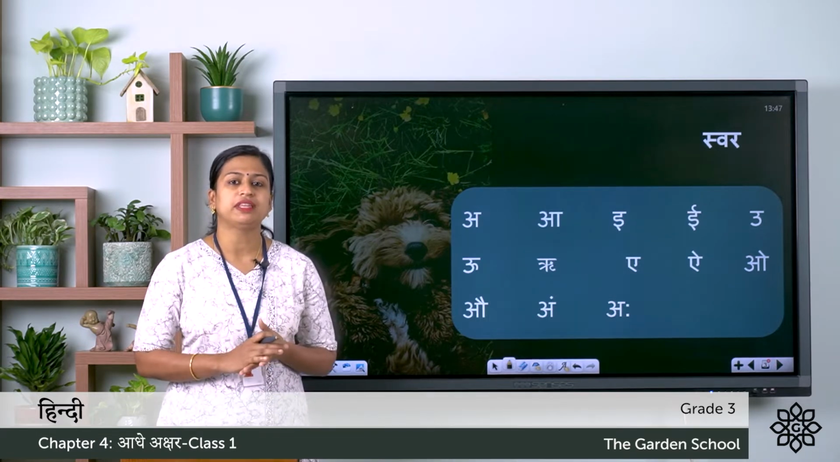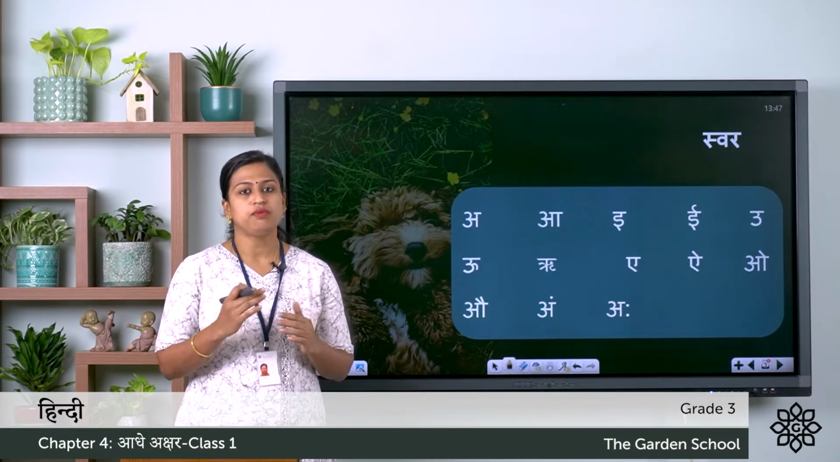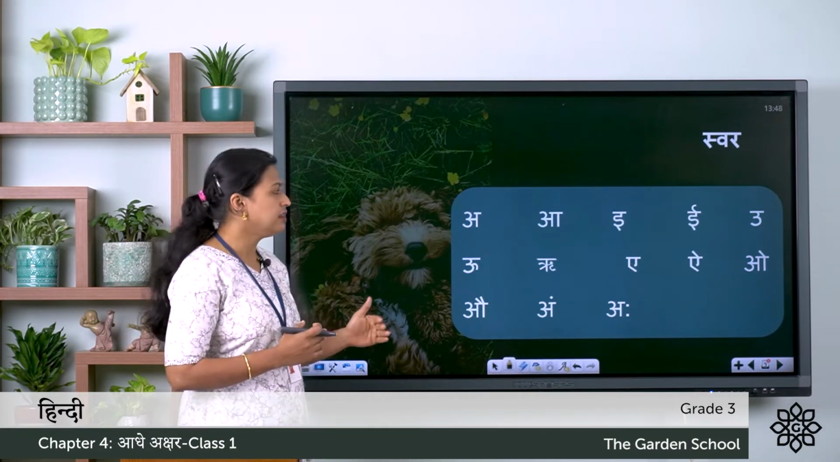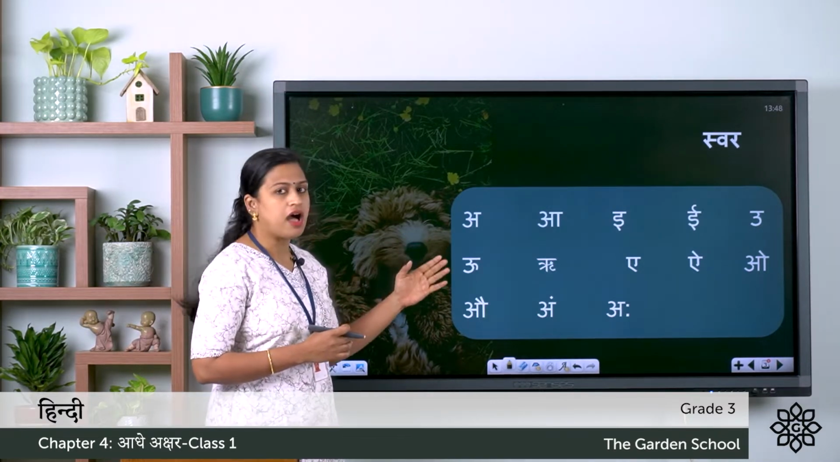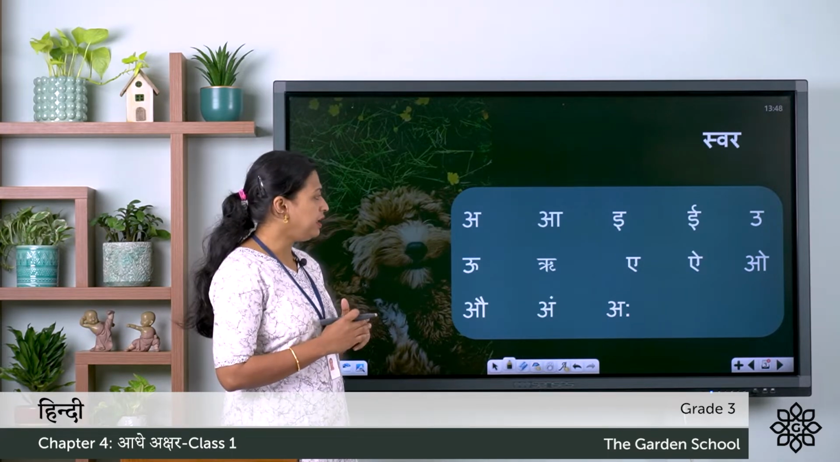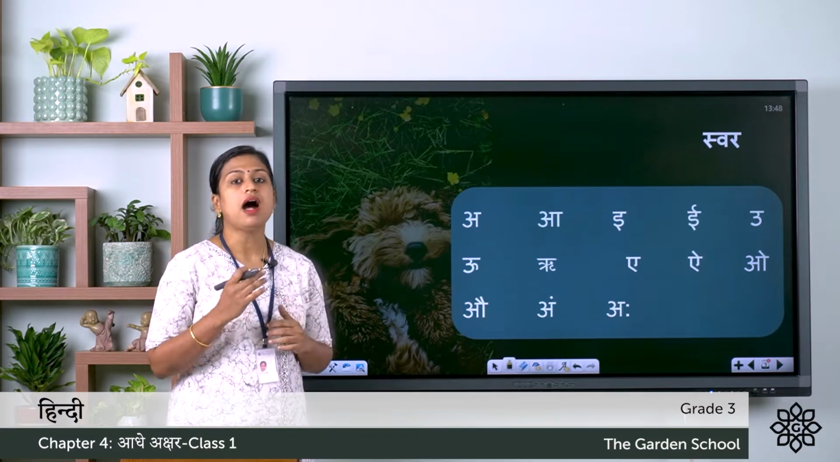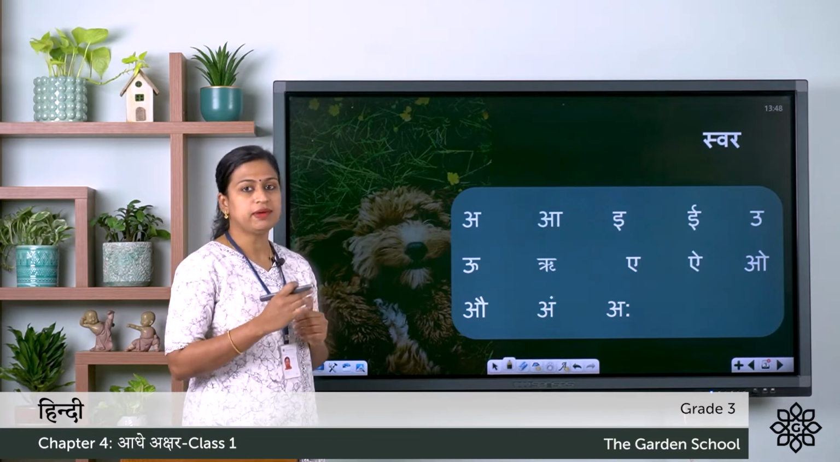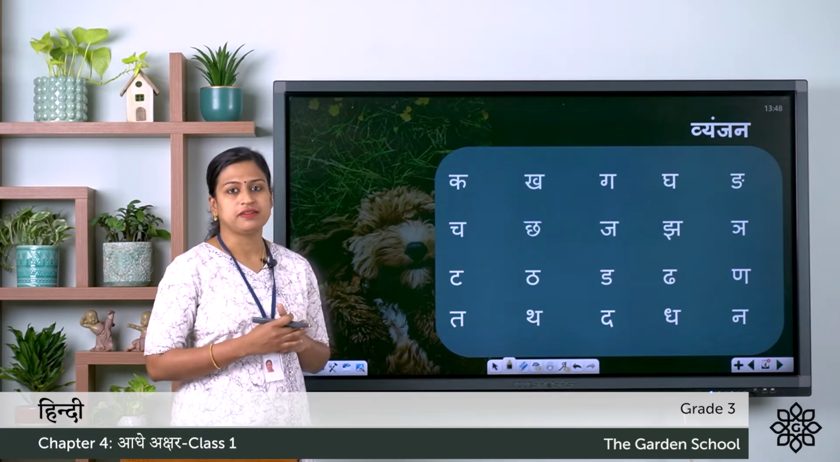You all know that letters consist of Swarakshar and Vyanjanakshar. You can see here these are the Swarakshar: A, I, U, Ri, E, O, Au, Ang, Aha. So these are the Swarakshar. Next, we'll see the Vyanjanakshar.